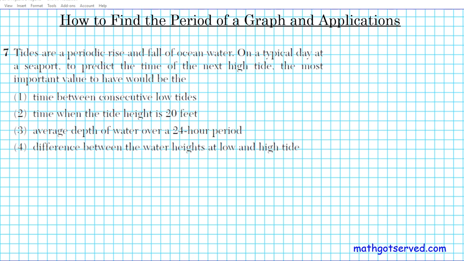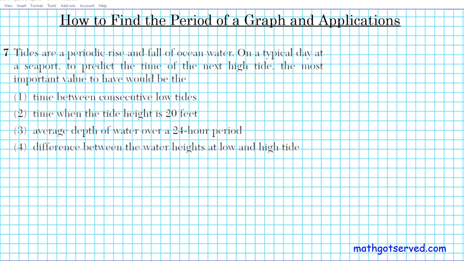It says tides are a periodic rise and fall of ocean water. On a typical day at a seaport, to predict the time of the next high tide, the most important value would have to be, so we have 4 options here. So if you want to calculate the time between the high tides, you're looking at the distance between one high tide and the next high tide.